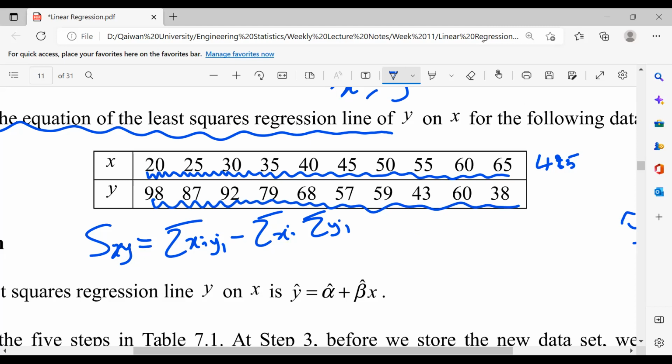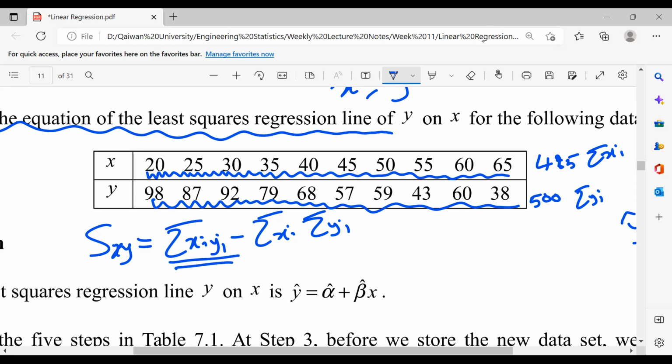Then, this is the sum of xi, and the sum of yi is the sum of all y data. 98 plus 87 plus 92 plus up to here. Let's say it is 500. Okay. These are the sum of yi.